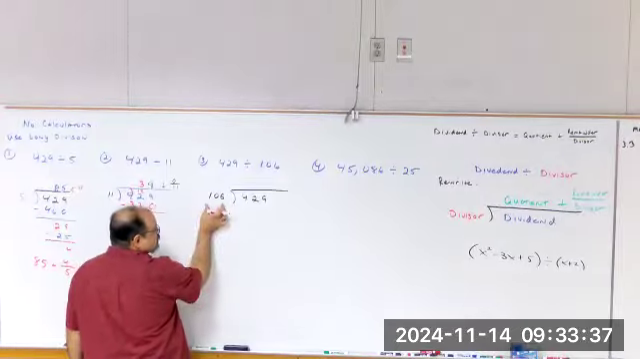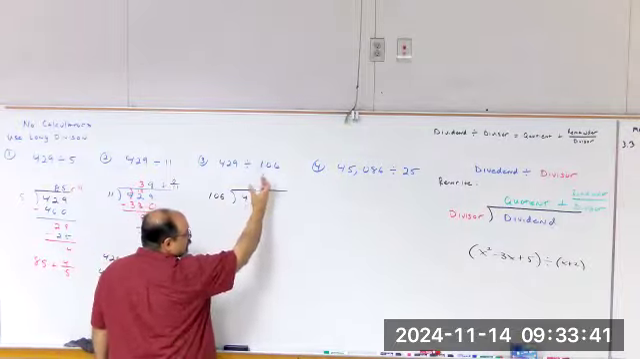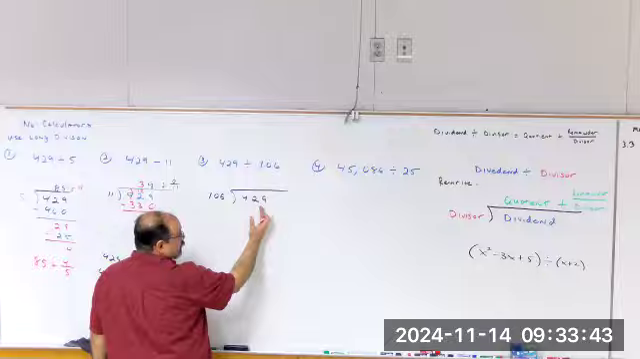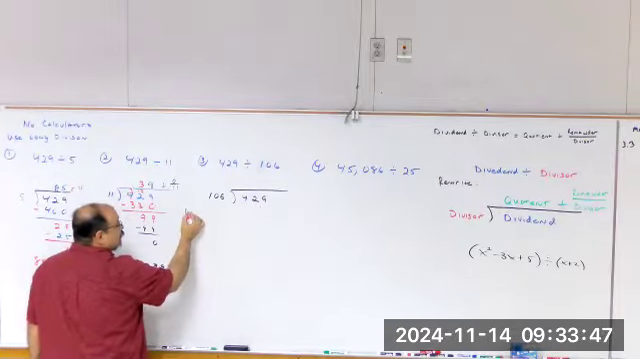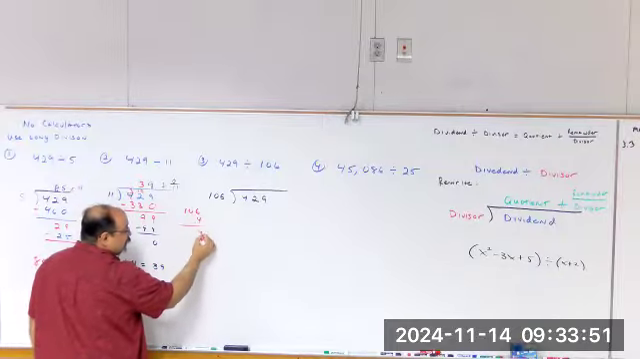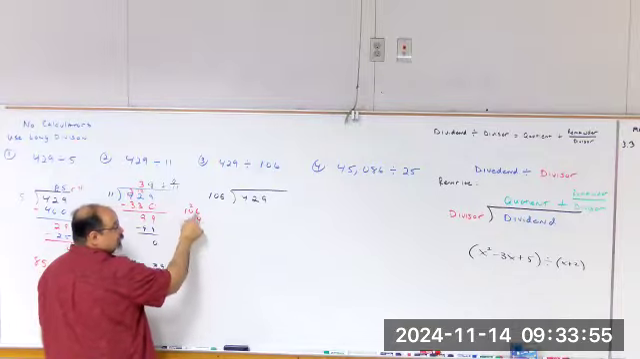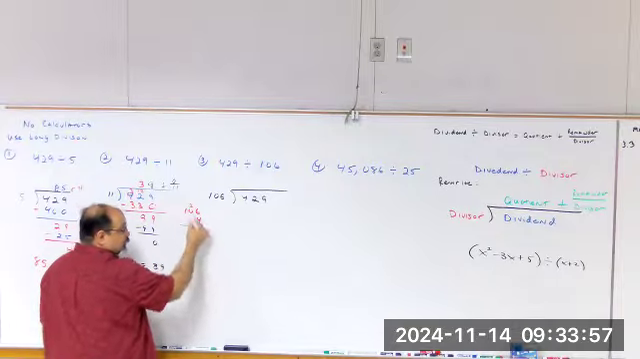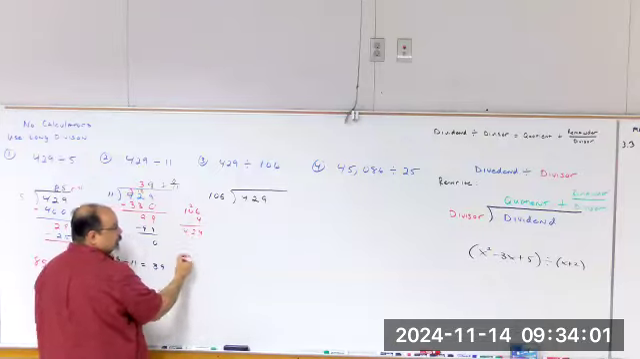So if I start in the ones, how many times can 106 go into 429? What would you want to try? I would try 4. So 106 times 4: 6 times 4 is 24. Carry the 2. 0 times 4 is 0, plus 2 is 2. And then 1 times 4, we get 424.